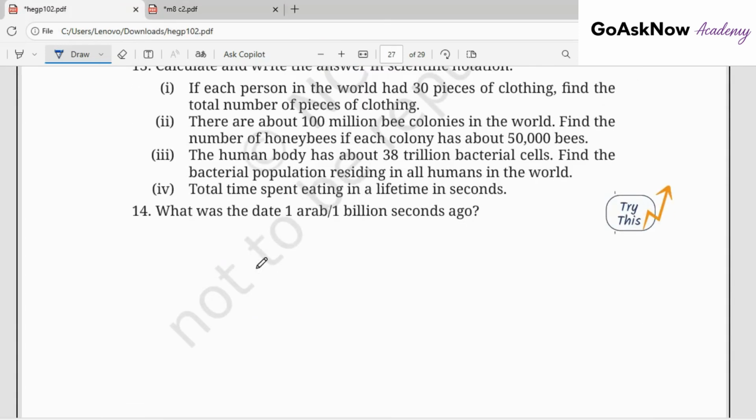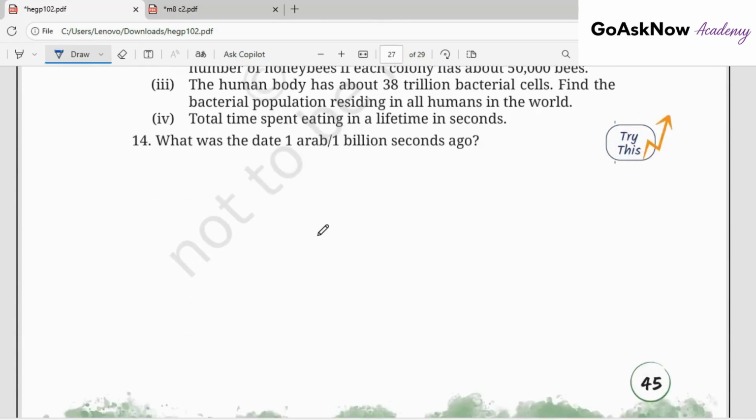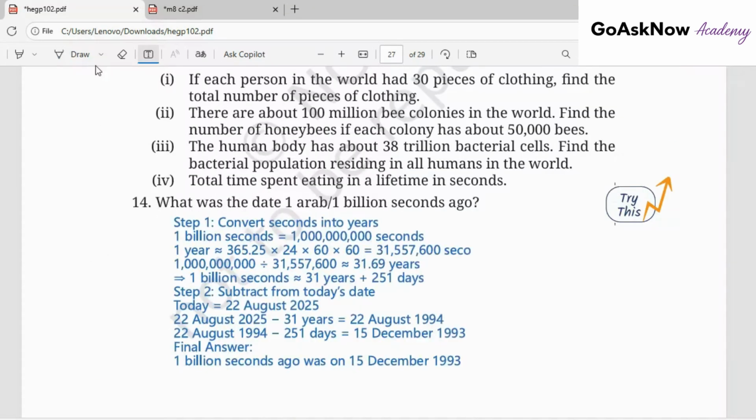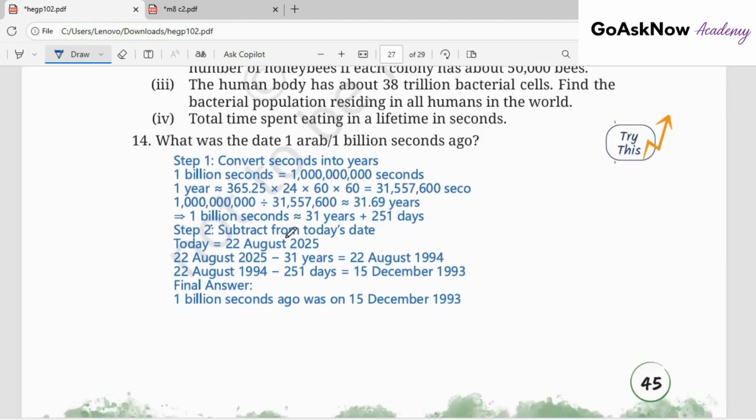What was the date 1 billion seconds ago? Here, what was the date 1 billion seconds ago? Convert seconds into years. 1 billion seconds is equal to this many seconds. 1 year is equal to 365.25 into 24 into 60 into 60. This will be the answer. Next, this many seconds divided by this obtained value will give 31.69 years. 1 billion seconds is equal to 31 years plus 251 days.